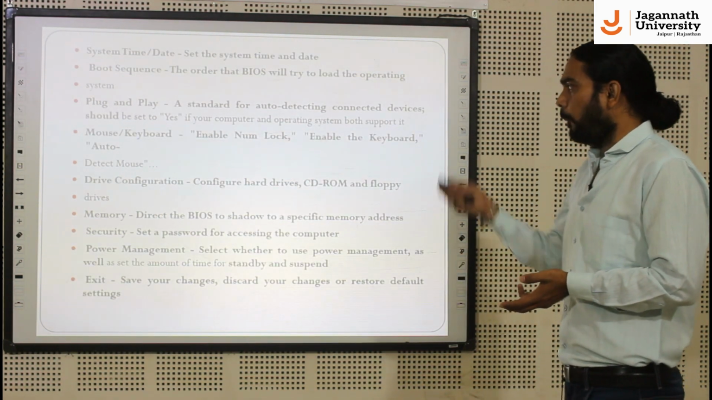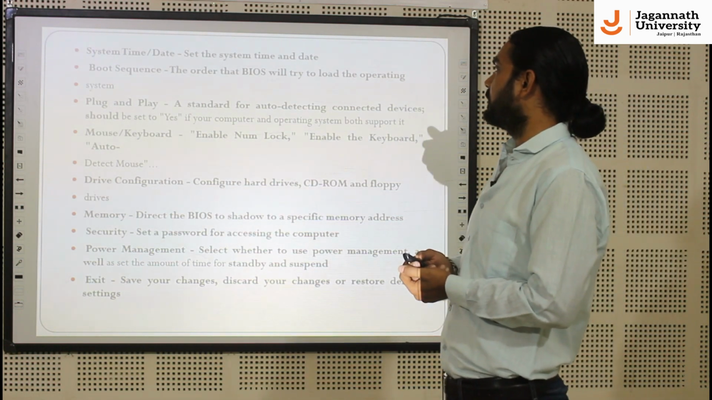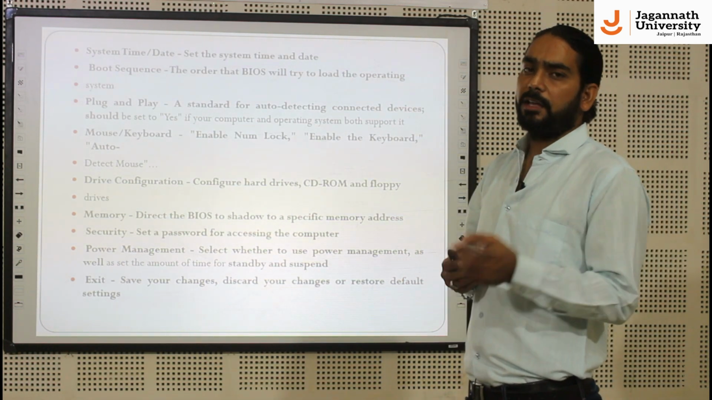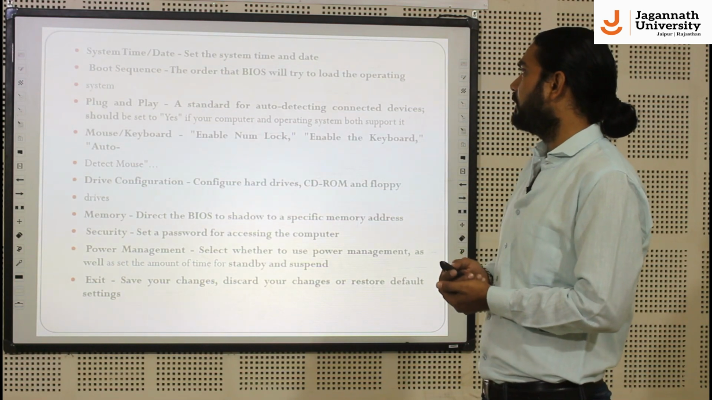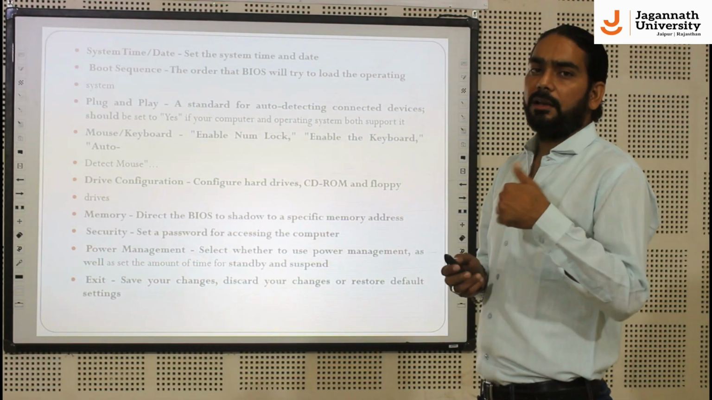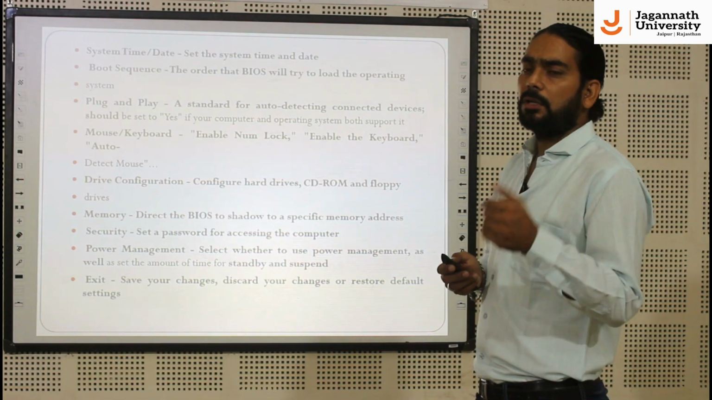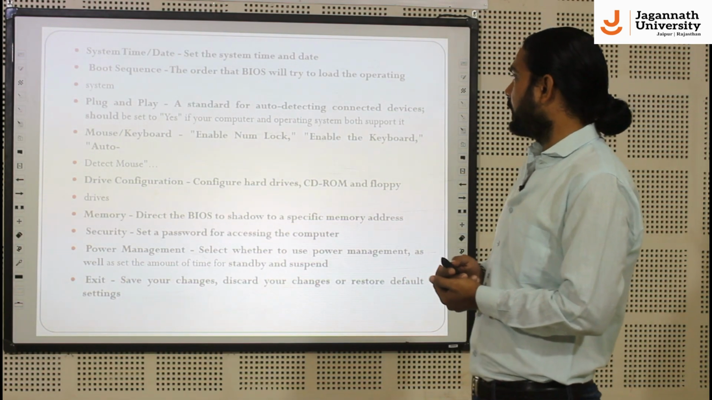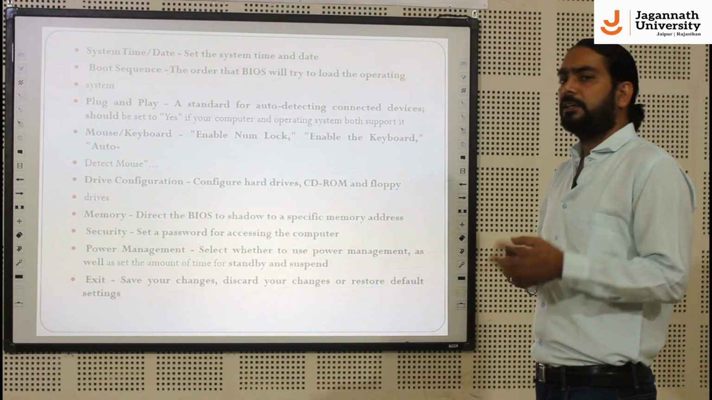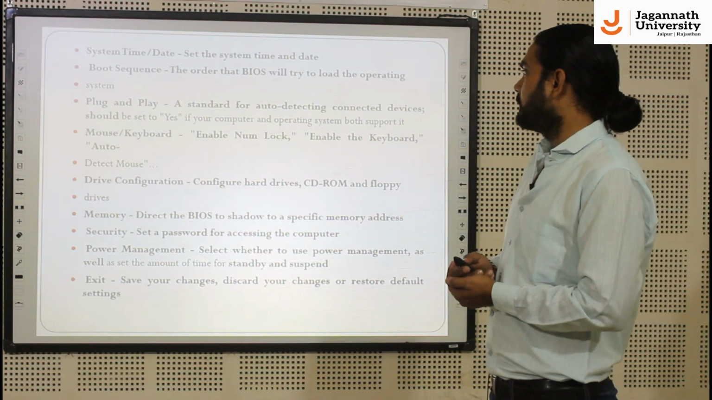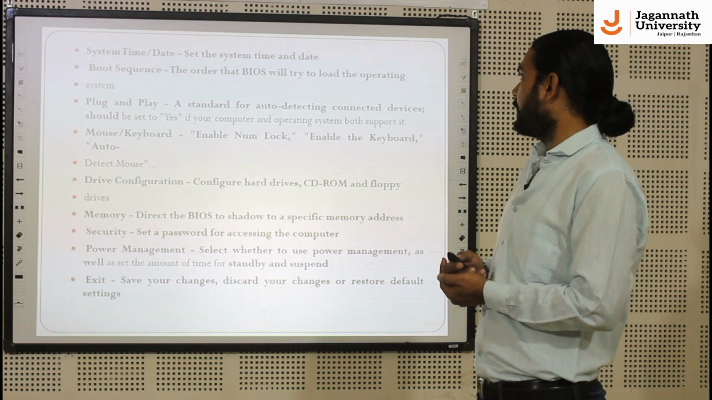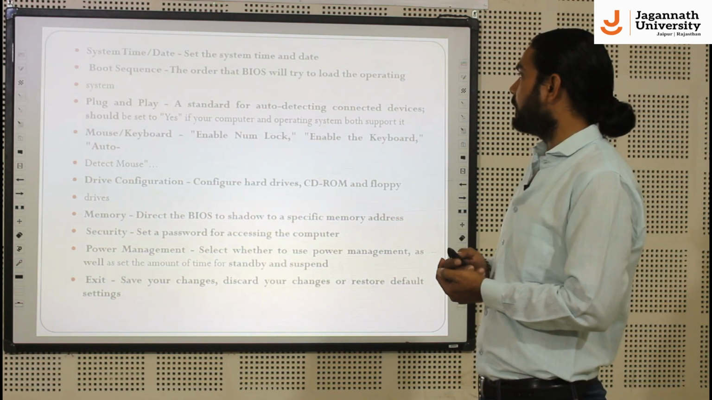So these are some of the options in the BIOS. First one is the system time and date. We can set or reset our system time and date. Second one is the boot sequence. We can also set or reset our boot sequence depending on the operating systems. Third one is plug and play. It is used for auto-detecting connected devices. That should be set to yes if your computer and operating system both support it.